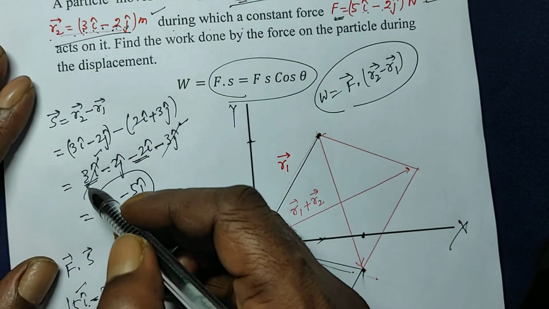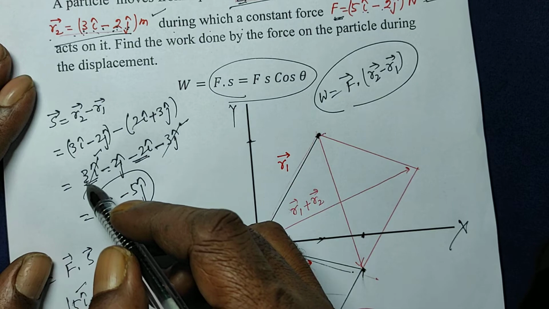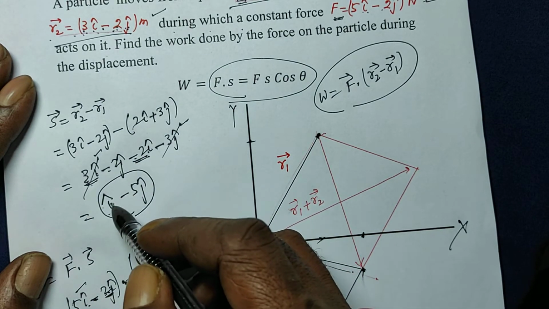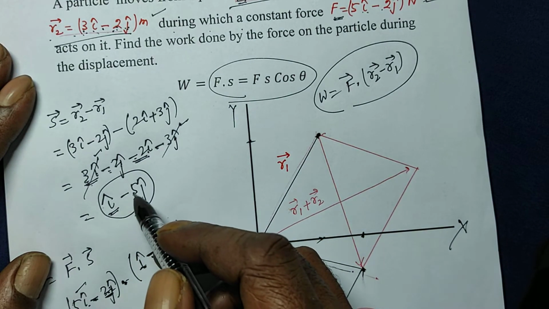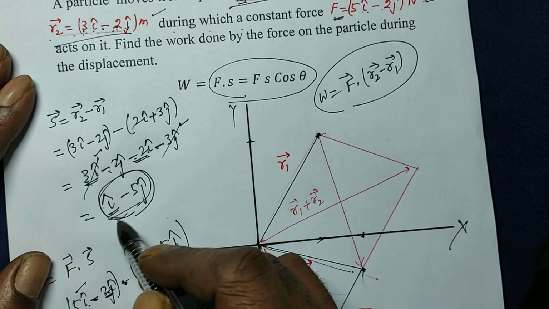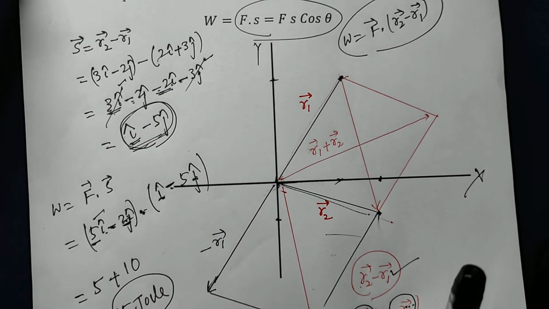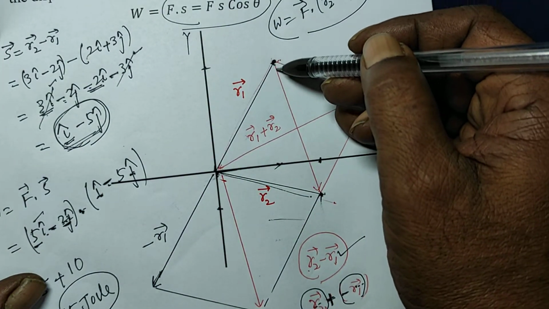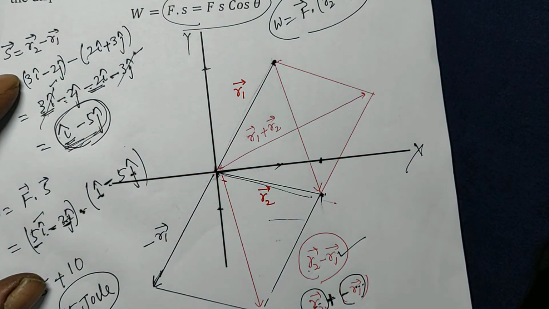Then there was a mistake here. This is 3i, this is j, this will not cancel. 3i cap minus 2i cap is equal to i cap, minus 2j cap minus 3j cap is minus 5j cap. This is the displacement. Going from this point to this point, this value is equal to i cap minus 5j cap.